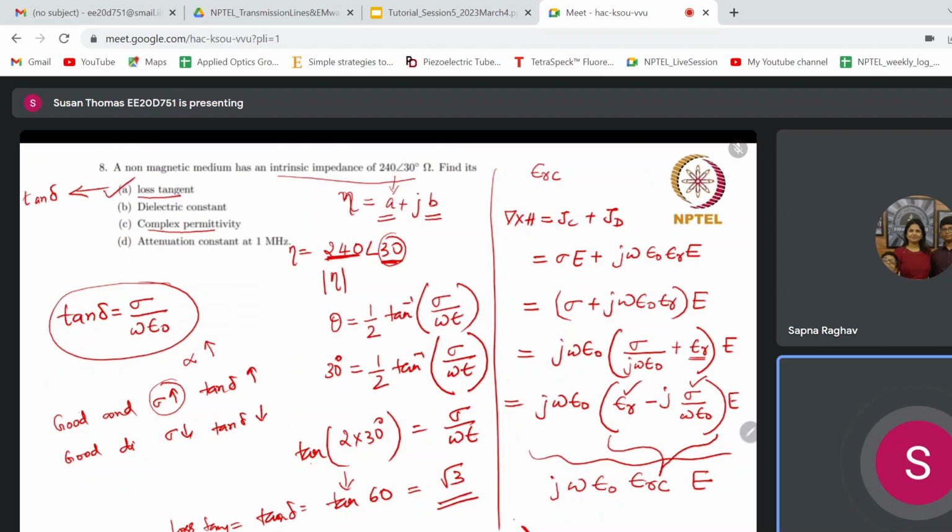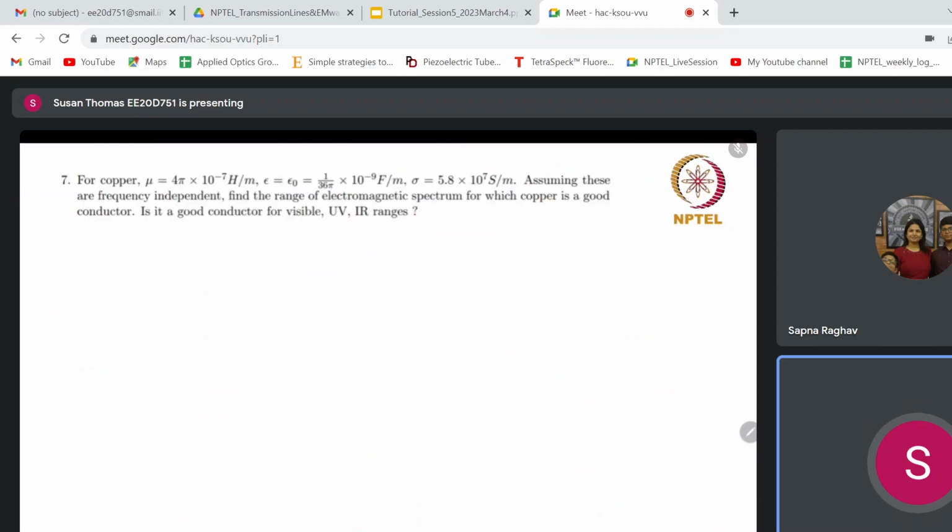Now coming to the second part, dielectric constant. Remember, dielectric constant is epsilon r and complex permittivity is epsilon rc, which has a real and an imaginary part. Now, if you look at the magnitude of the impedance, what is the magnitude? Eta is the root of mu naught mu r by epsilon r. So that is 240.